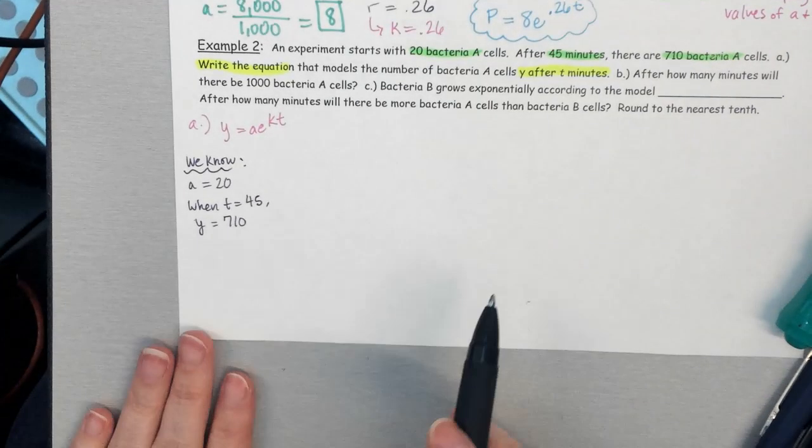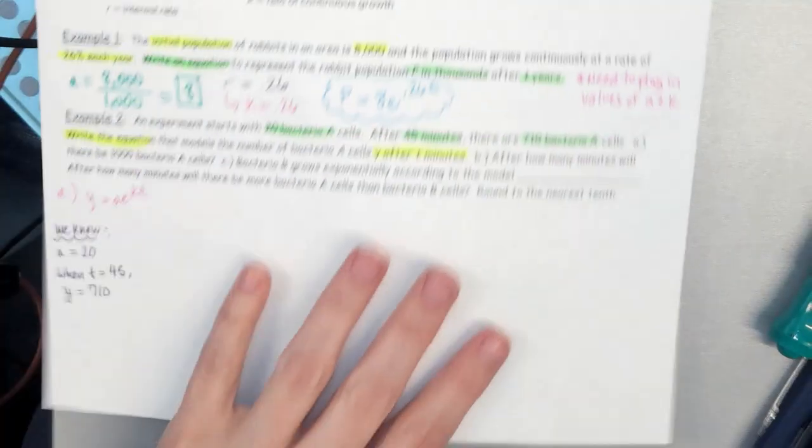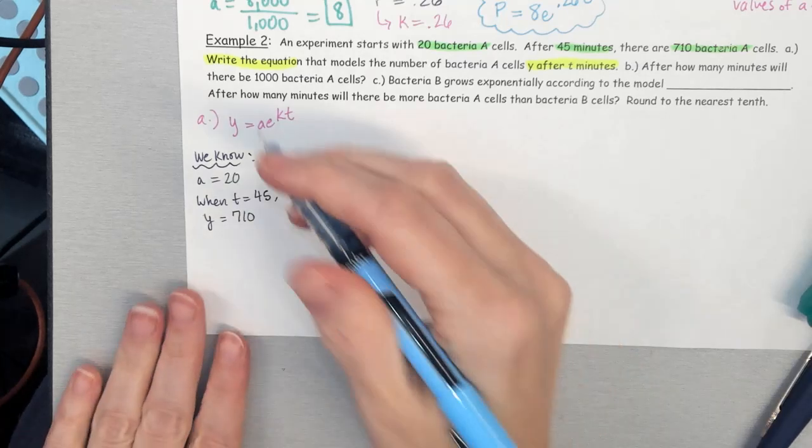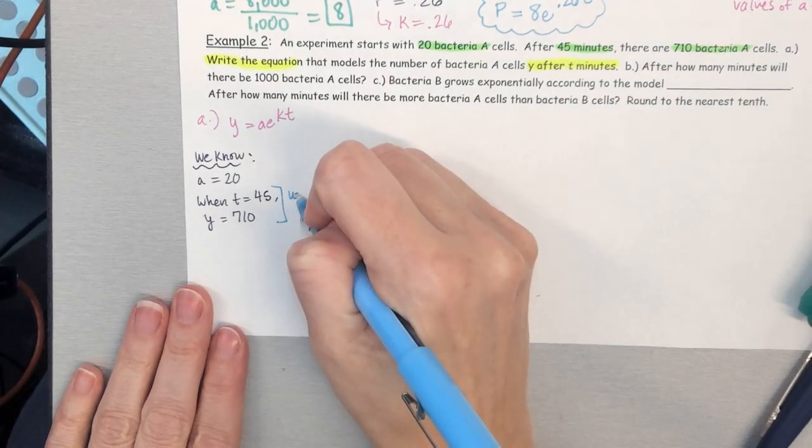So if we need to find a and k, just like we did here, we already have our value for a. We are going to have to solve to find k, and that's where this comes in. We're going to use this to find k.